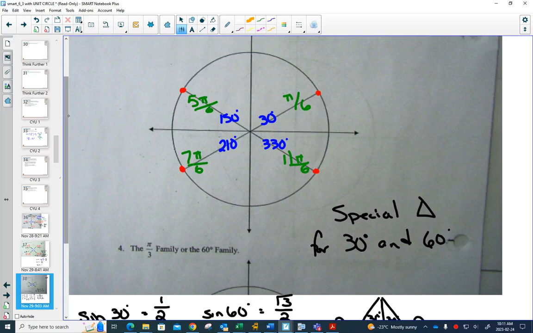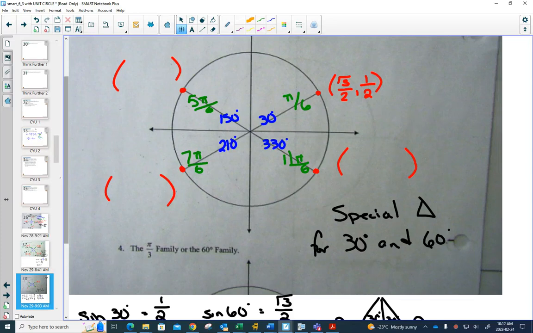So, when I go to label these points, I remember that my x is cos theta, my y is sine theta. So when I look at cos of 30 degrees, I get root 3 over 2, and sine of 30 degrees is 1 over 2. And once you know your coordinates in quadrant 1, all of your other coordinates are going to be exactly the same. The only difference is what's positive and what's negative.